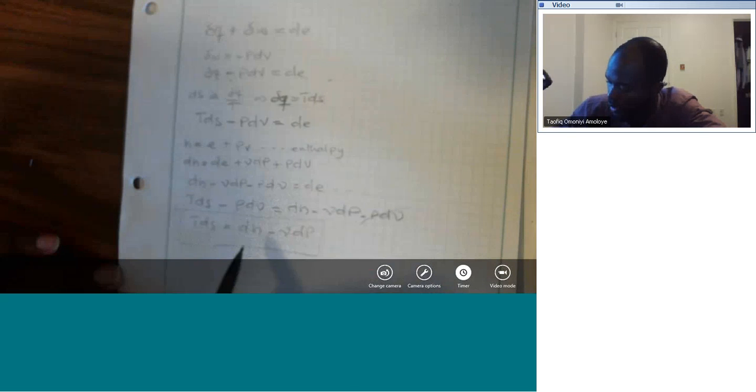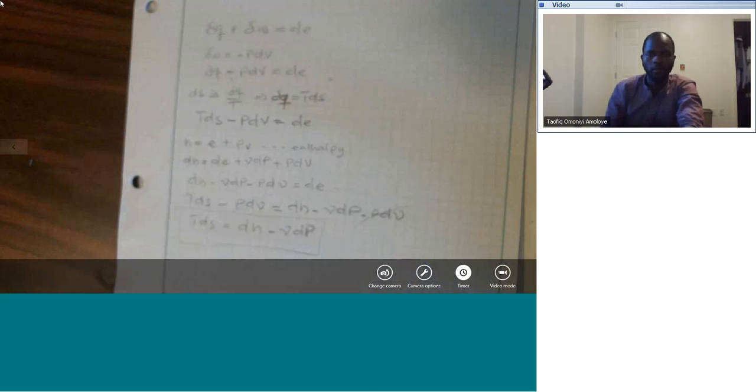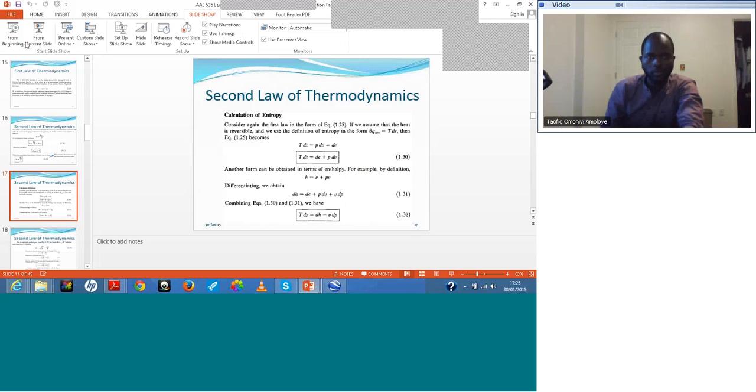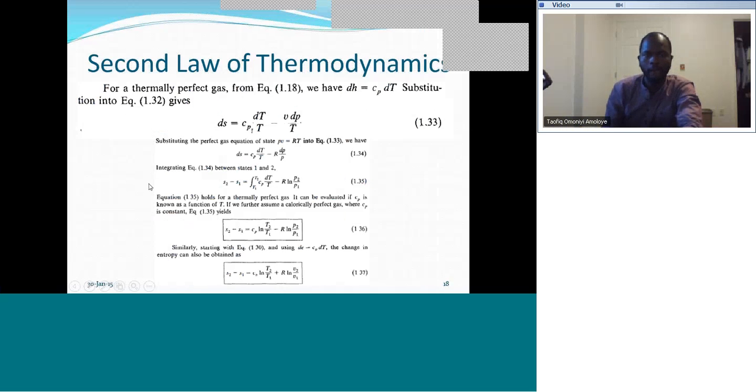So we have equation 1.32. And then we note that for a thermally perfect gas, we have dh equal to Cp dT. We can substitute that into the equation which we just derived. When we do that, and then divide through by T, we have equation 1.33.